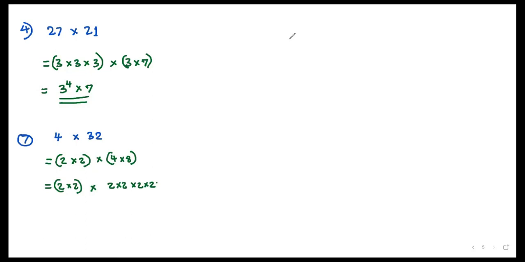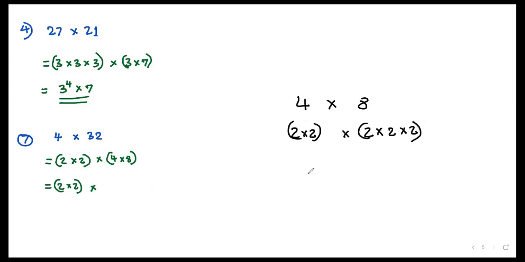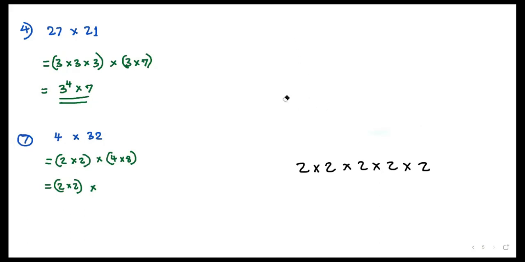Okay, let us show it aside. If I have 4 times 8, 4 is 2 times 2, and 8 is 2 times 2 times 2. You see that? So all together we have 2 times 2 times 2 times 2 times 2, 5 times. You understand now? Do you understand? Yes. All of you, do you understand? Yes.